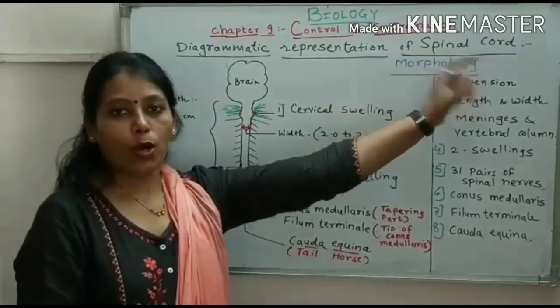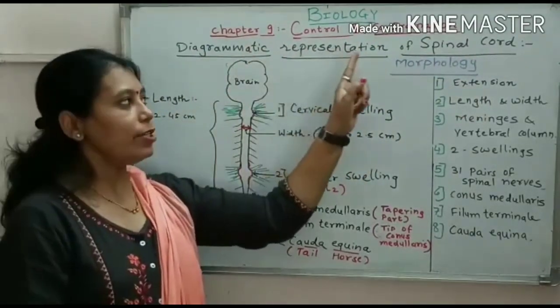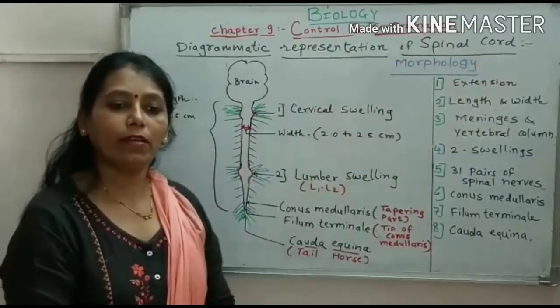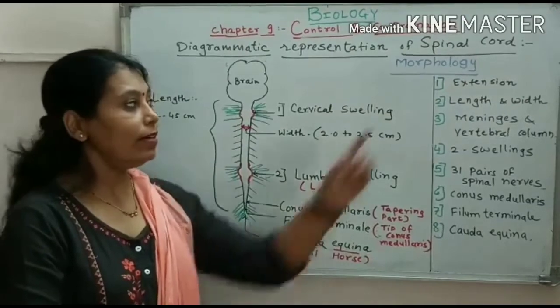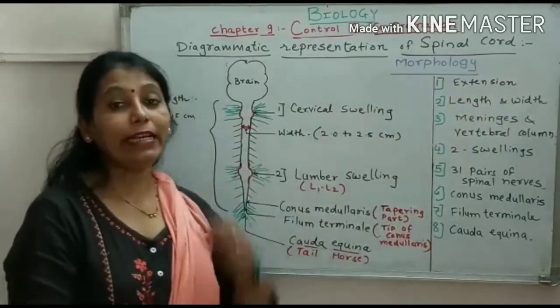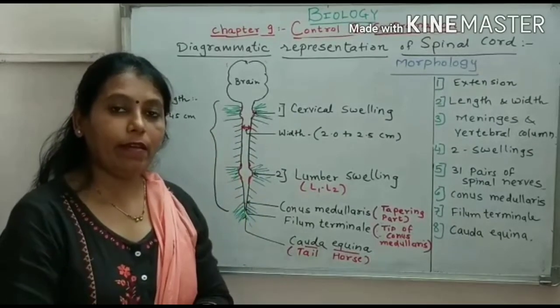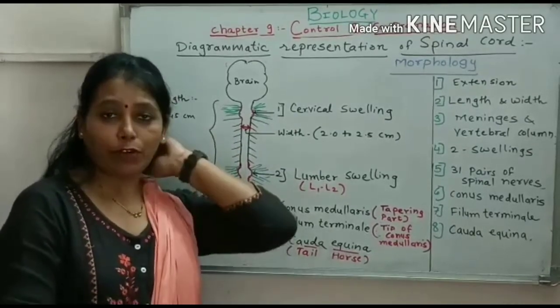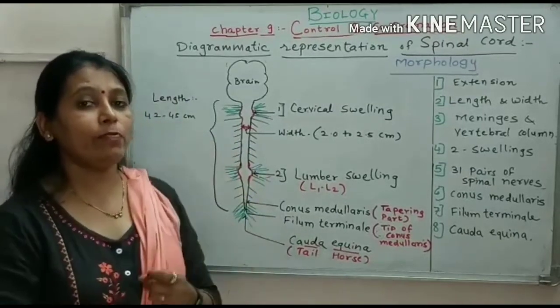Spinal cord. This is a diagrammatic representation of the spinal cord. Now what is the spinal cord? It is the extension of the medulla oblongata. The medulla oblongata is a part of the brain, and the medulla oblongata continues as the spinal cord.